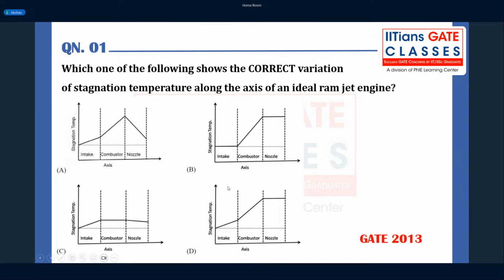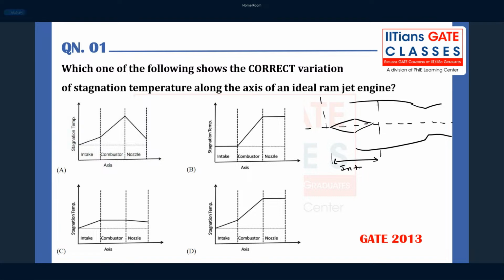So we have a ramjet. Say this is my axis. Take any streamline. All they are asking is, from here to here, that is an intake. Then we have a combustion chamber. Then we have a nozzle. Right. So now all they are asking is how the stagnation temperature varies.